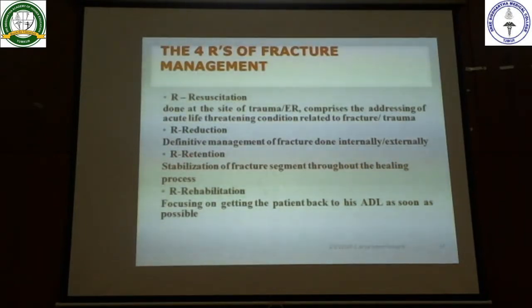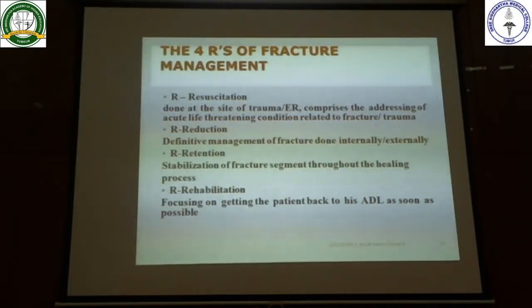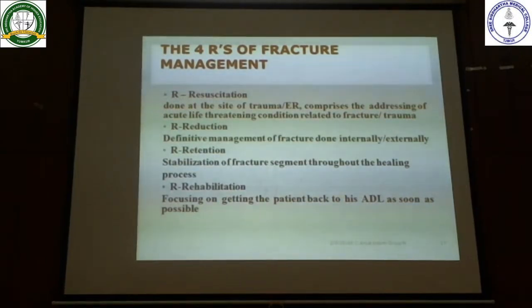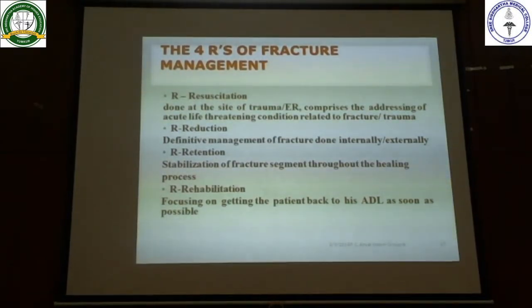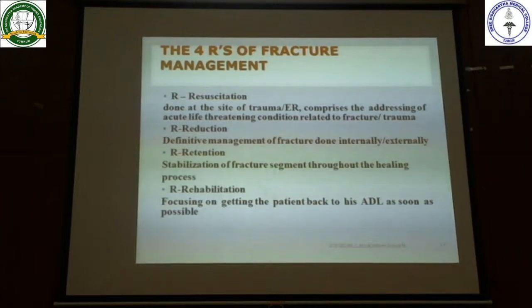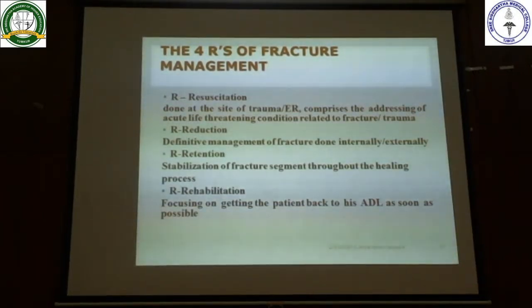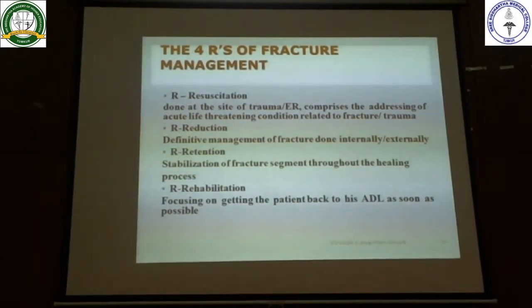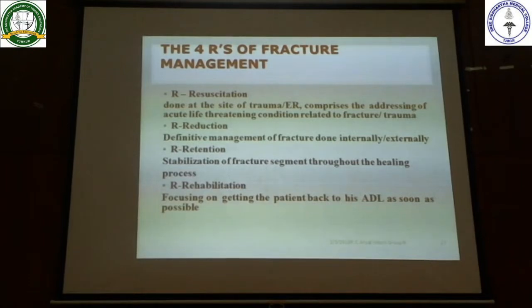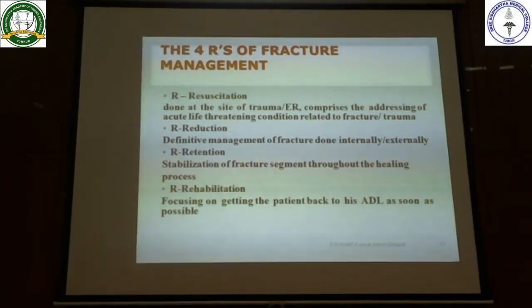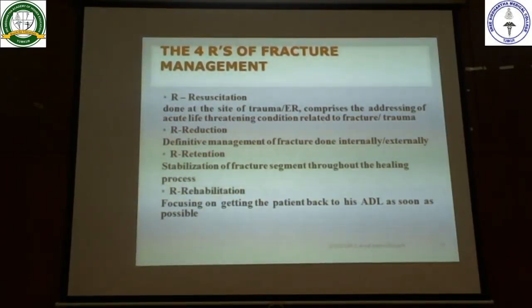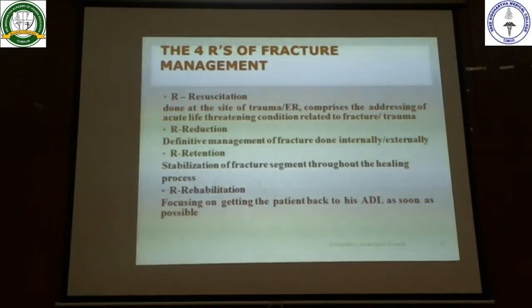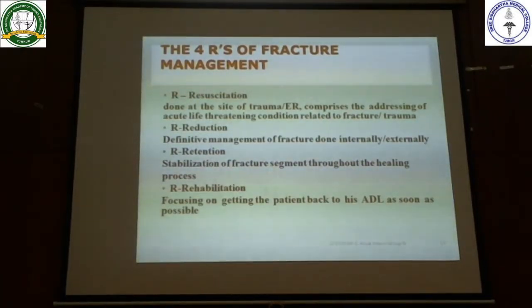Then briefly you can remember the 4 R's of fracture management. Now the thing is, this is specifically important in case of fractures like shaft of femur fracture. These 4 points are important in any fracture, but here it becomes even more important because fracture shaft of femur is a life-threatening situation. So there, the first R stands for resuscitation. That is done at the site of the trauma or the emergency room. It comprises the addressing of the acute life-threatening condition related to the fracture or the trauma, like blood loss and all those things, hypovolemic shock.